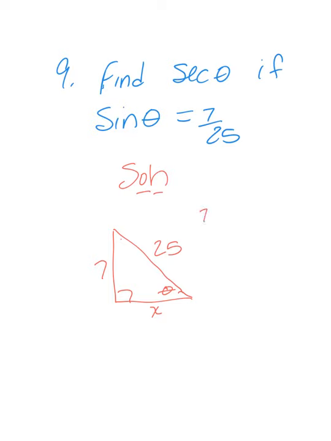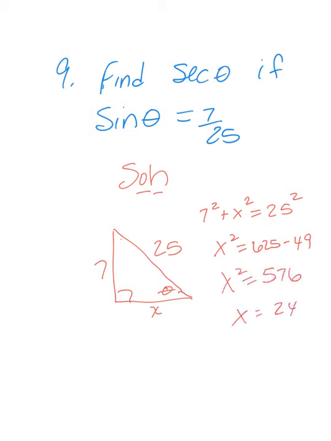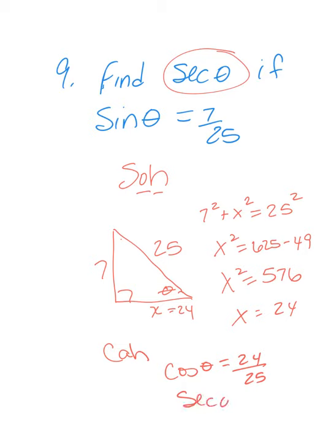So if we have 7 squared plus x squared equals 25 squared, x squared equals 625 minus 49, x squared equals 576, x equals 24. And they want us to find the secant. So secant is the opposite of cosine. So adjacent over hypotenuse, the cosine of theta is 24 over 25. The secant of theta is 25 over 24.